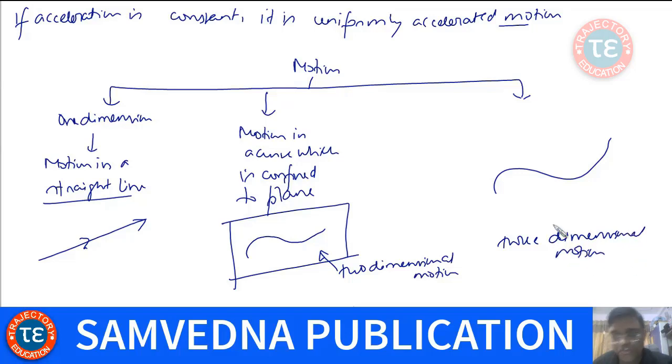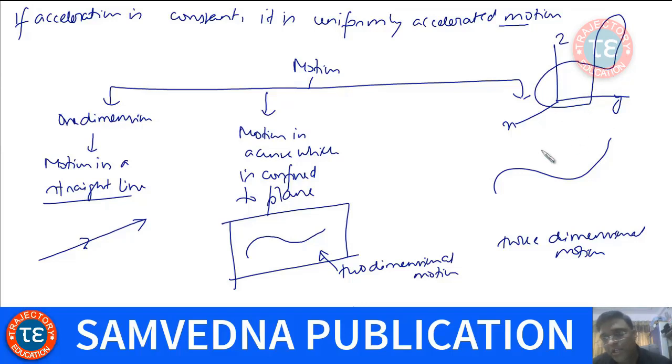three-dimensional motion. For example, suppose this is a three-dimensional coordinate system, and suppose the body moves in this kind of circle, sorry, the body moves like this, so this curve is not confined to a single plane, so it is a three-dimensional motion. You need three coordinates, and if all the coordinates change with time during the motion, we say it is three-dimensional motion.